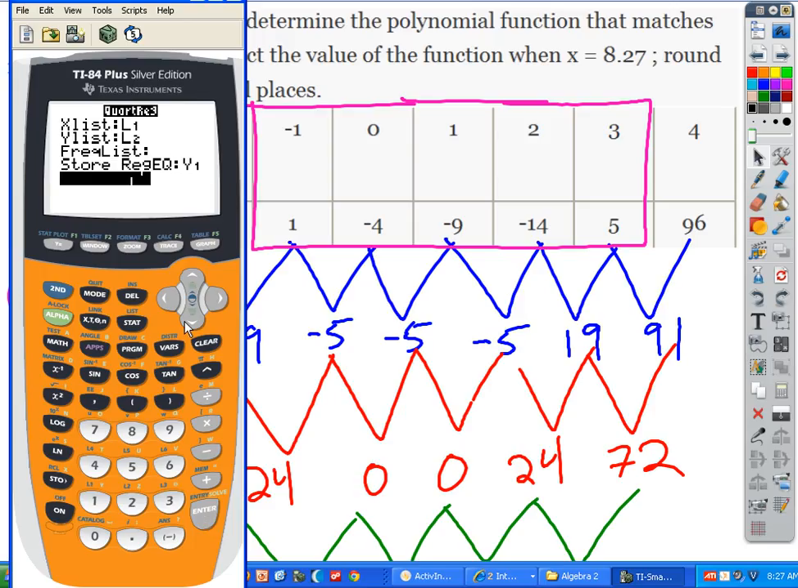But we graphed it. That's nice. If we want to find the value of the function when x equals 8.27, then 8.27 has to be in our window. Well, it is, because remember we did zoom 6 last time. Oh, no, it's not actually. We changed it, didn't we? So if we go zoom 6, I don't know if we'll see this thing or not. There it is.